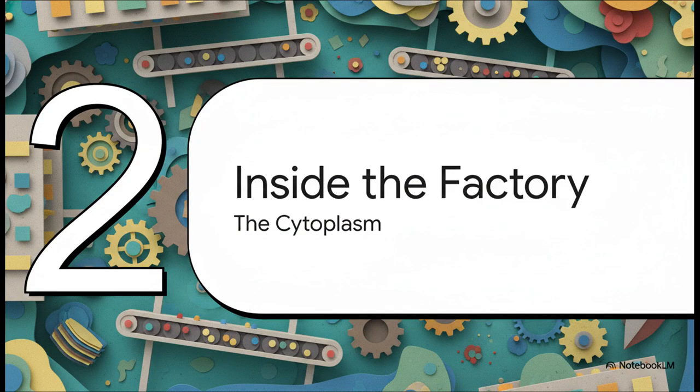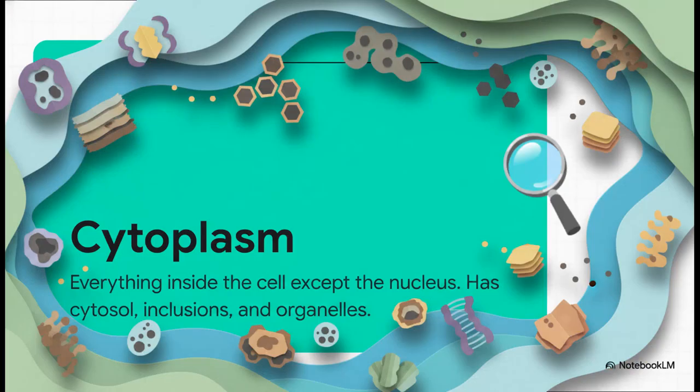Moving on to part 2, inside the cell factory. Let's step right past that border and onto the bustling factory floor, better known as the cytoplasm. Now, the cytoplasm isn't just empty space. It's quite literally everything inside the cell except the nucleus. To bring our city metaphor back, think of the cytosol as the atmosphere in the crowded streets. It's this watery, syrupy fluid filling up the space.